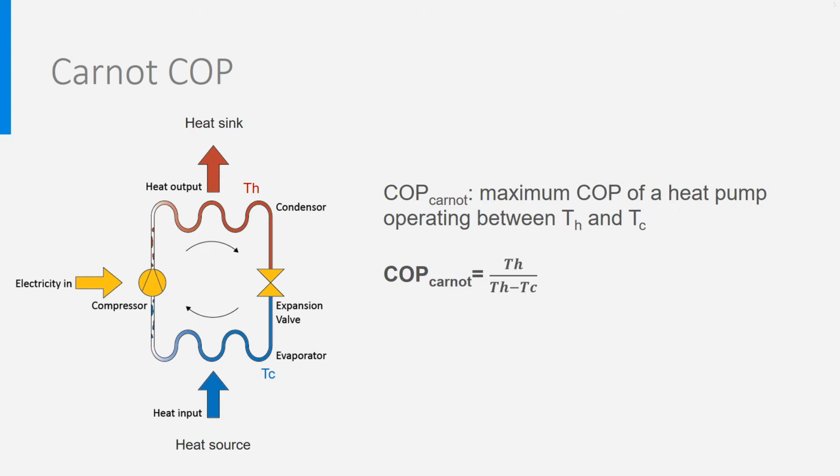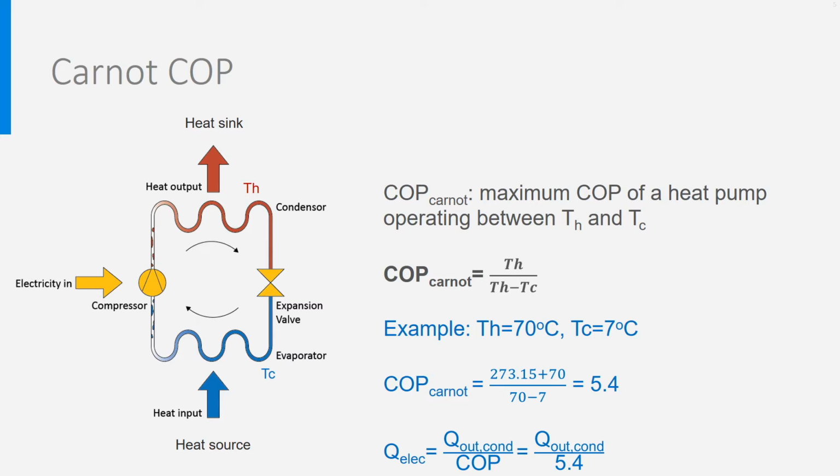Let's take the example of a heat pump with a low temperature TC of 7 degrees as heat source and a high temperature TH of 70 degrees Celsius. The Carnot COP is then 273 plus 70 equals 343 divided by 70 minus 7, which is 5.4. Meaning that the amount of electricity needed is 5.4 times lower than the heat output, much better than with a resistance heater with its efficiency of 1. And this is possible because of the use of free low temperature energy as heat source at the evaporator side.